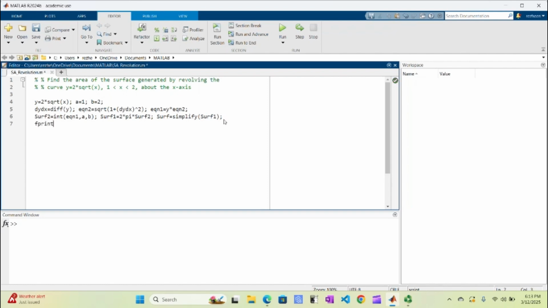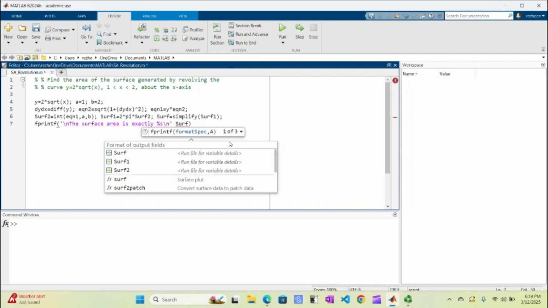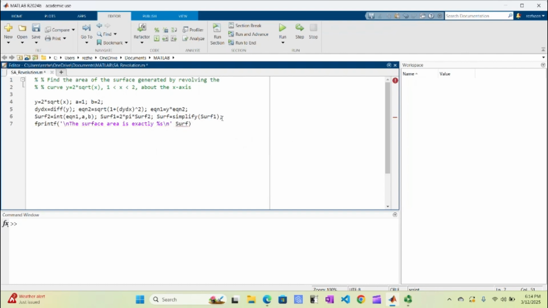So fprintf. Let's make a new line, and we'll say the surface area is exactly, and let's do some formatting, %s and \n, and then outside of that we say surf1. All right, so let's go ahead and run this, see what we have. Oops, I forgot a comma here. Let's put a comma. All right, let's go ahead and run it.